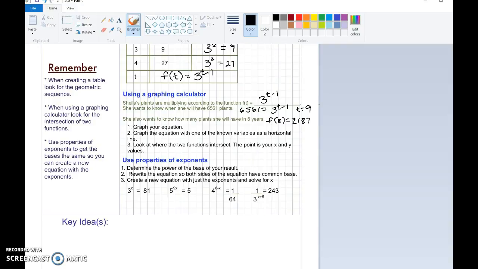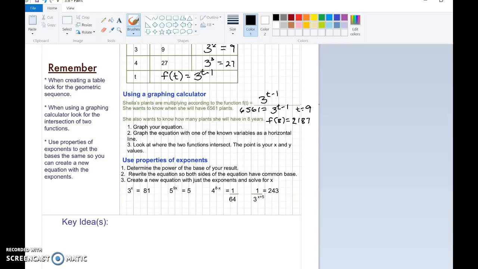We're going to determine the power of the base of our result, because we're going to end up with x in the exponent with a base equals some number. So the number is the result. We're going to have to figure out what the power of the base is to get that result. We're going to rewrite the equation so that both sides have a common base, and then we're going to create a new equation to solve with just the exponents and solve for x. So let me show you what I mean.